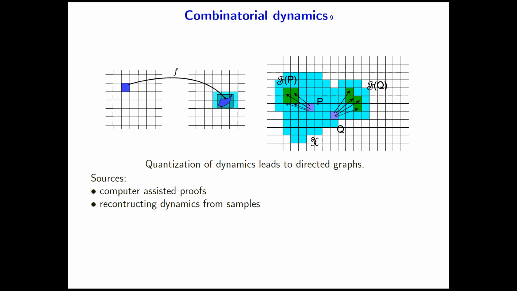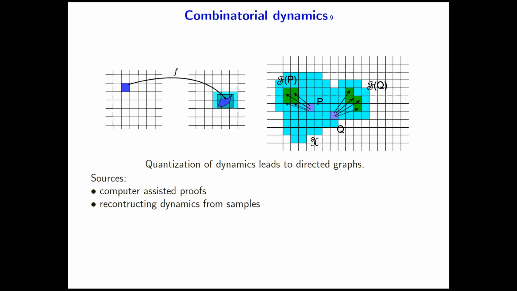Actually, such a directed graph may be obtained not only when you do computer-assisted proofs, but also when you try to reconstruct dynamics from samples. So you have a time series. The only way you observe the dynamical system is via a time series. And then again, when you divide the space into pieces, you see that at the moment something is in this square, and next moment it's in a different square. And then you get again a directed graph.